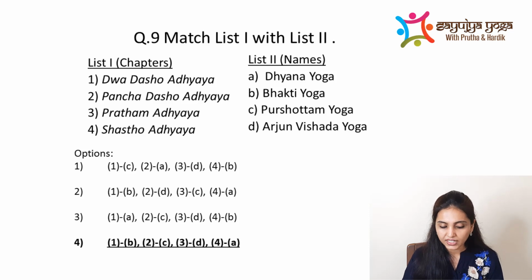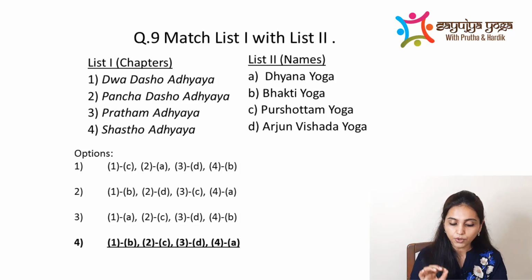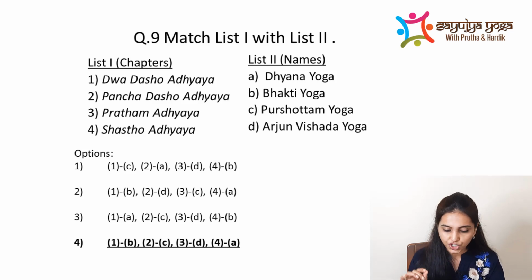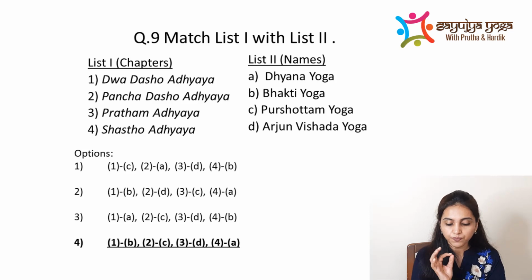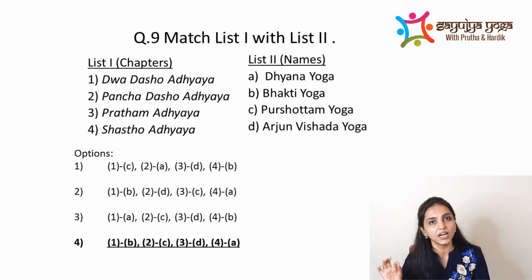So according to that, Dwadasho adhyay, what is Dwadasho? 12th chapter is Bhakti Yoga. Panchadasho adhyay, that is 15th chapter, is Purushottam Yoga. The third is Prathamodhyaya, that is first chapter, that is Arjuna Vishada Yoga. And the last is Shashtodhyaya, which is 6th chapter, that is Dhyana Yoga.